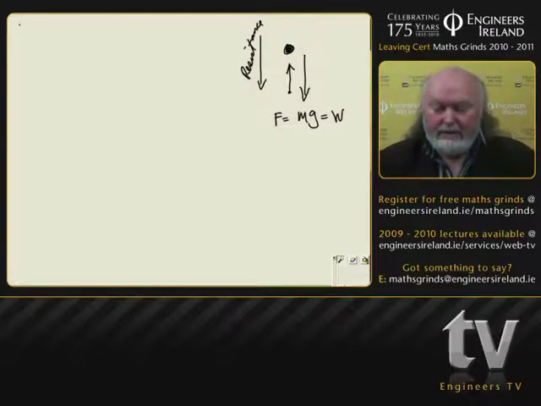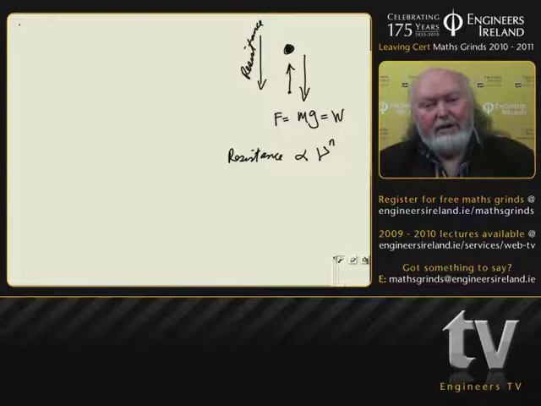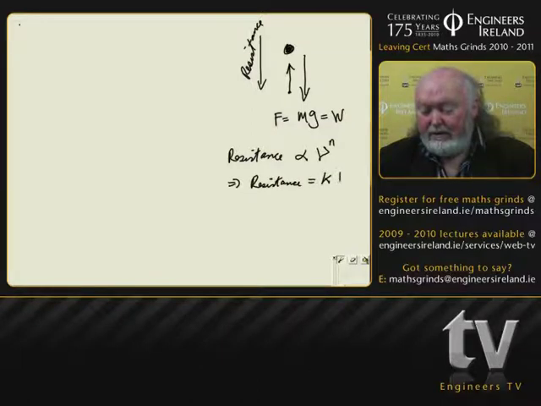Now, in general, resistance is proportional to the velocity you're doing to some power. That power is often in the order of 2, so velocity squared. You could sometimes see it as 1.8. So if resistance is proportional, that implies resistance is equal to kv^n, where k is the constant of proportionality. And you will be given an expression like that.